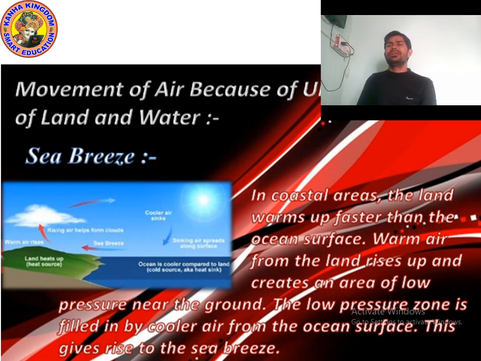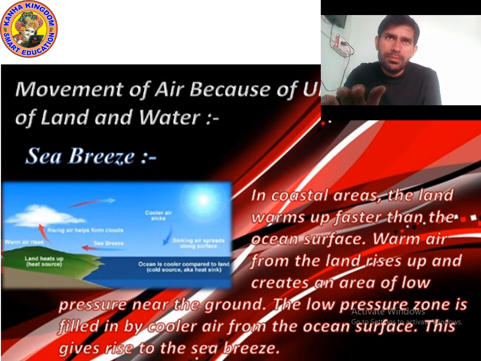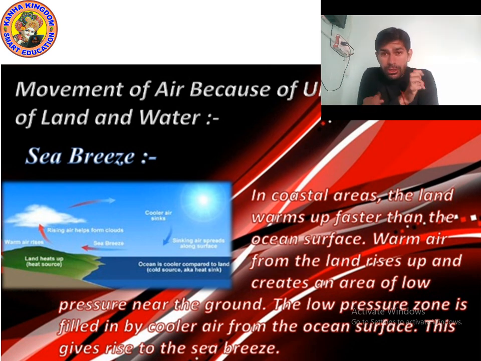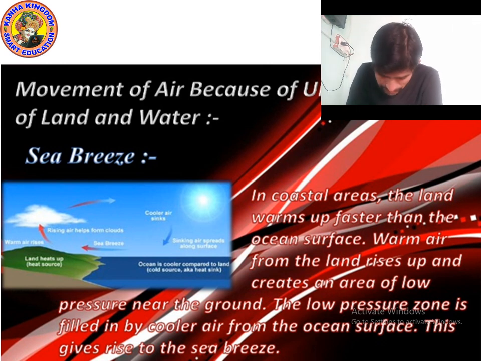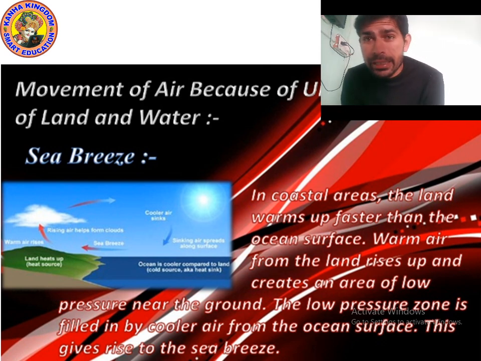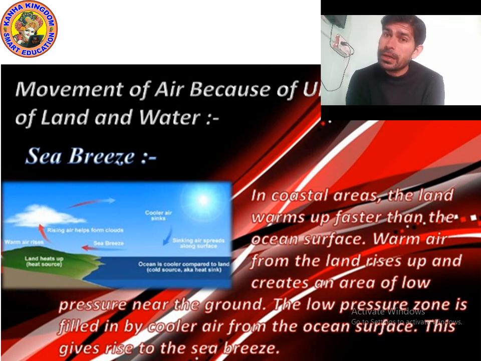You know, kids, we studied in the previous topic, which is movement of air in equatorial region. In that topic, we studied that air rises up. Why does air rise up? Because of the heat of the sun. Air gets warm and it rises up.